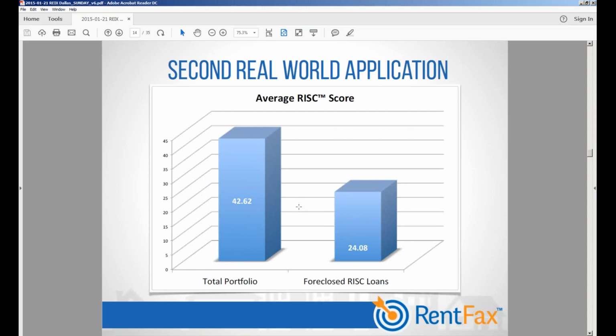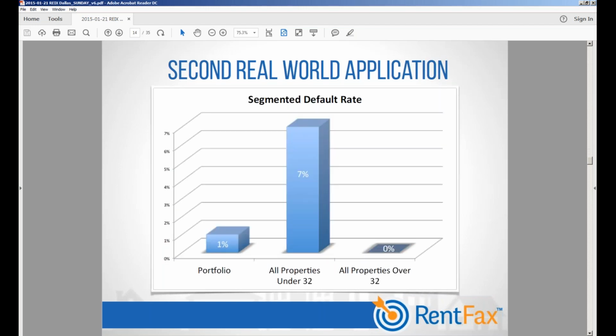So the interesting thing, over the total portfolio, their average risk score was a 42. Pretty good. Looked good when you looked at all the properties. The average foreclosed risk loans was 24. So you can see it's a lot lower. So when you look at that, if I was a note buyer and I looked at a portfolio and I averaged it and I said, hey, this looks pretty good, 42, I might say this would be a good portfolio for me to buy the notes. But this next slide really kind of tells the tale.